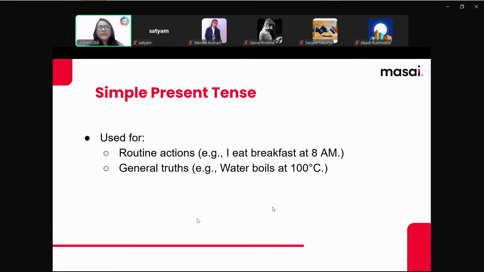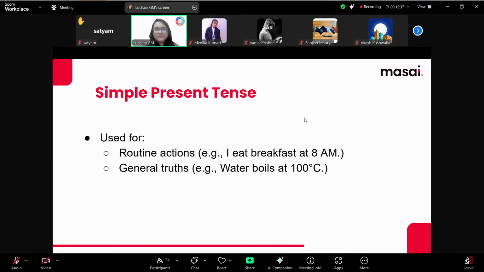Can you all maybe quickly try framing one sentence about yourself, one fact about yourself? You can either send in a message on the chat or you can raise your hand and say. Let's say you have to say one fact about yourself using the simple present tense. Awesome. Satyam, please go ahead.